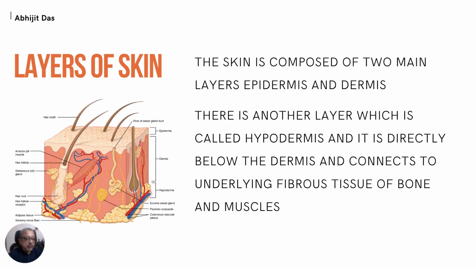Now, the skin is composed of two main layers, and these layers are dermis and epidermis. There is another layer which is called hypodermis, and it is directly below the dermis and connects to the underlying fibrous tissue of bone and muscles.